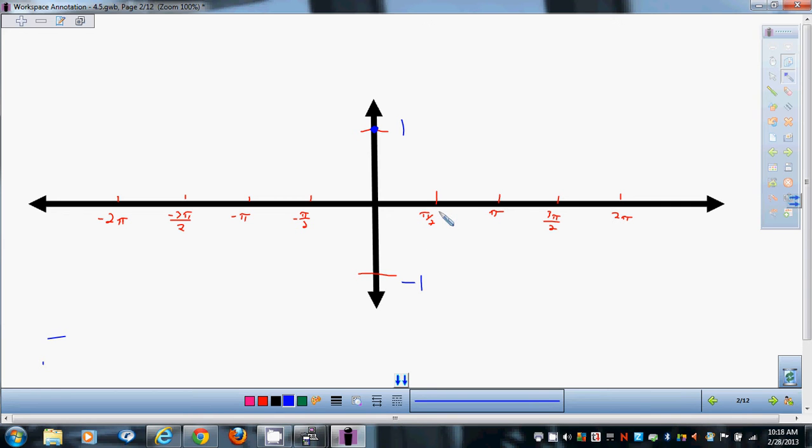But anyway, Sam, what is cosine of pi over 2? The top. 0. What is cosine of pi? What is cosine of 3 pi? 0. Cosine of 2 pi? 1. Now I'm going to ask you something a little more different. What about negative pi over 2? What would cosine of negative pi over 2 be? 0.